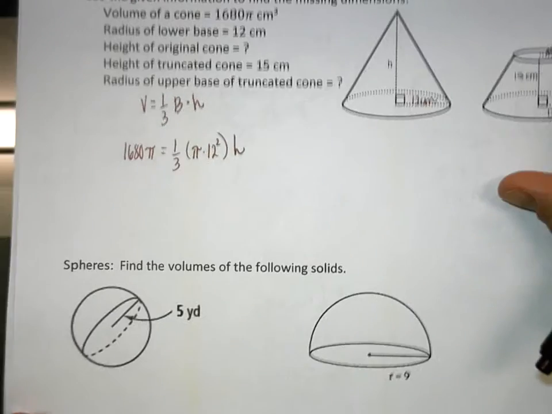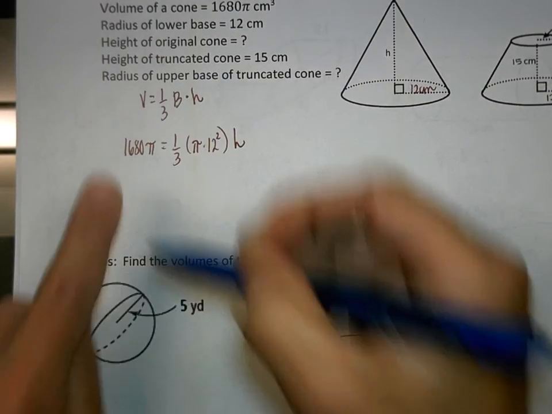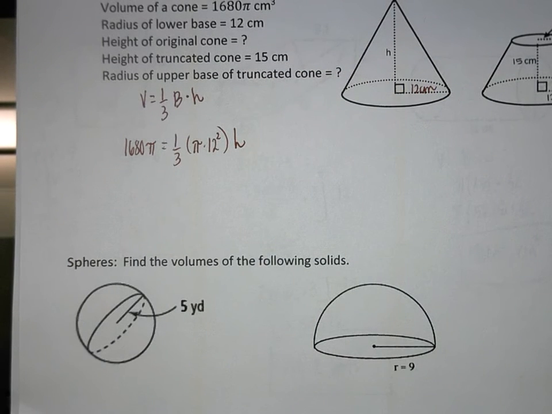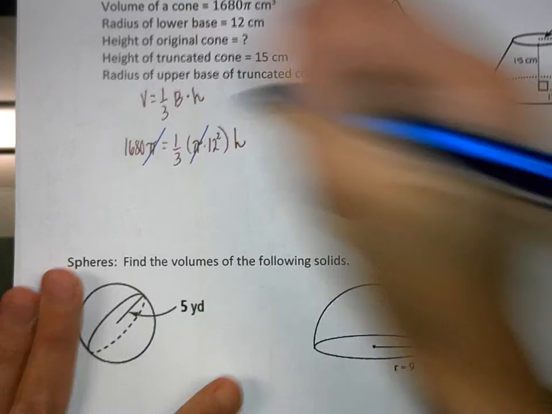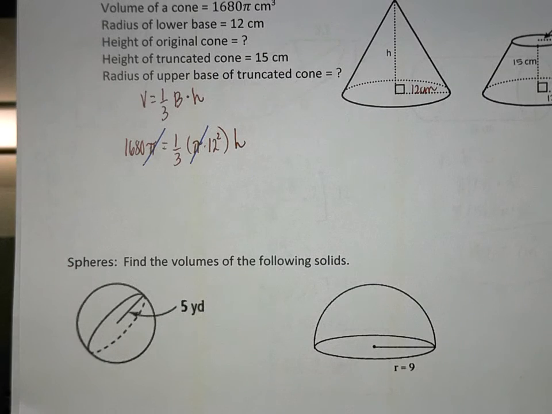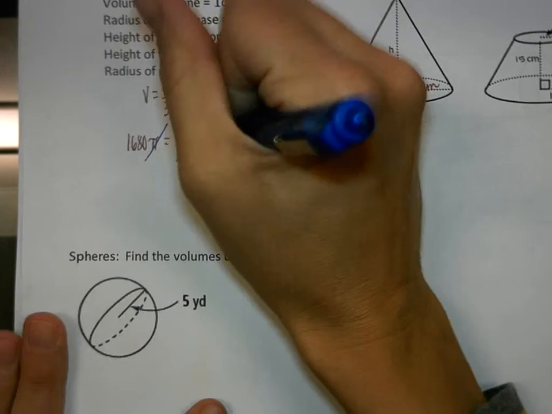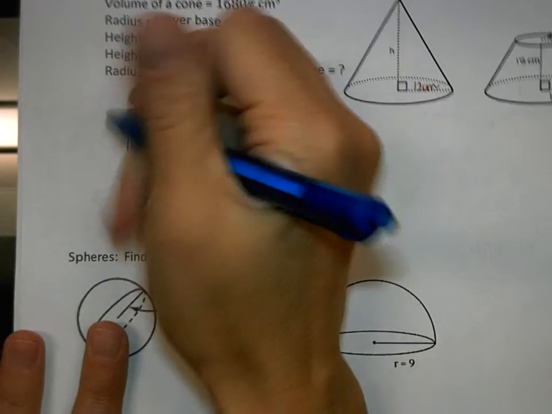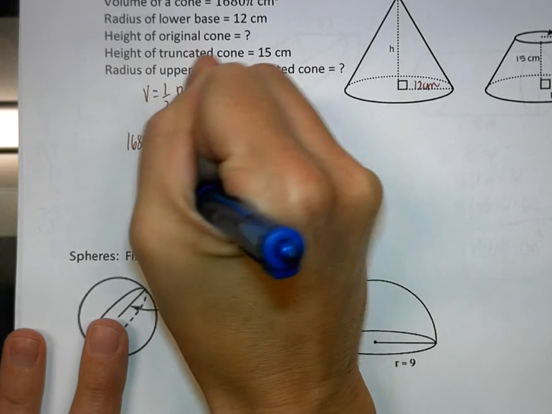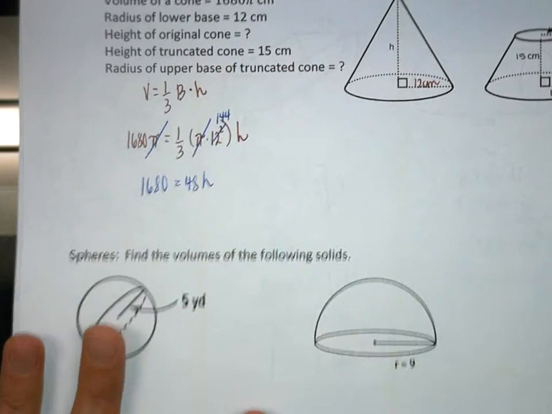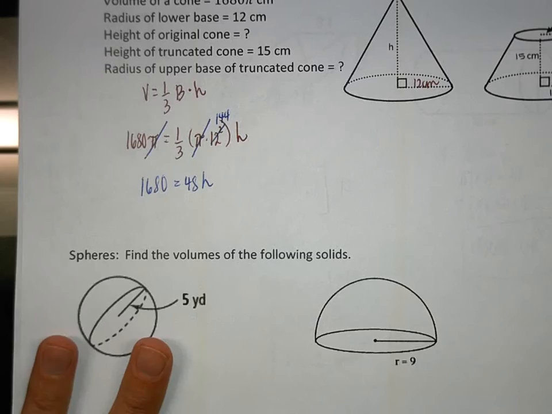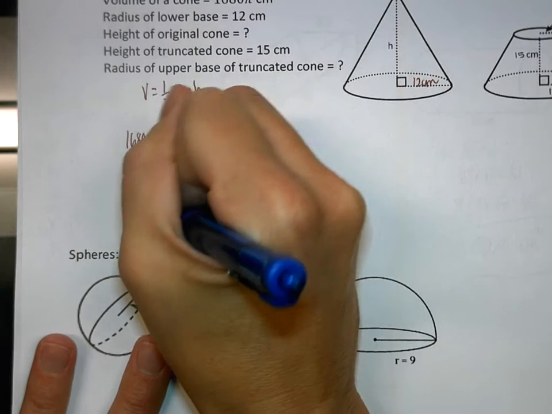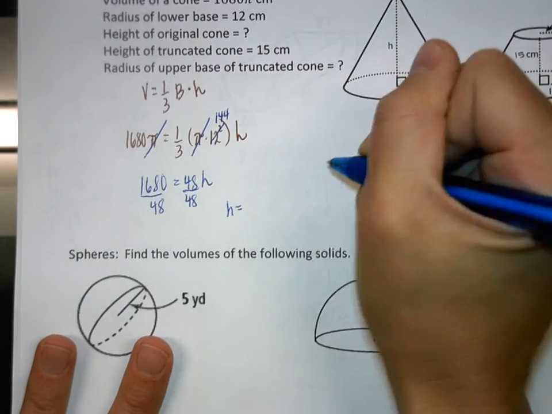One thing that's nice is that when you have a pi on both sides of the equation, we could divide by pi on both sides, and they cancel out. So instead of taking the time to divide, I just cancel them out because I know they're going to cancel. In your calculator, 12 squared is 144, and 144 divided by 3 is 48. So I have 1,680 equals 48h. To solve for h, I divide by 48 on both sides, and h equals 35.